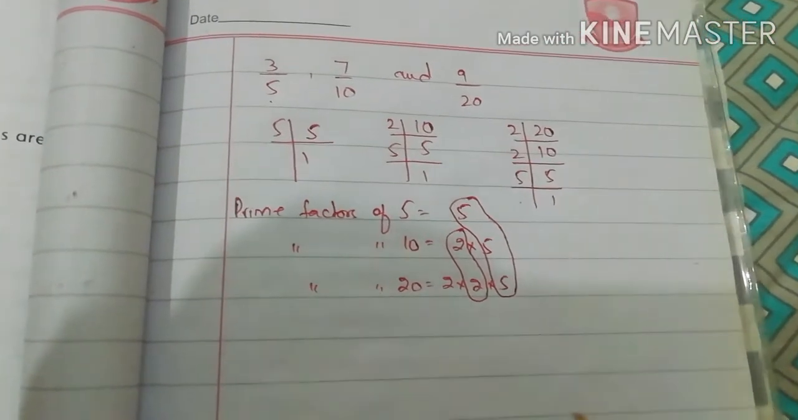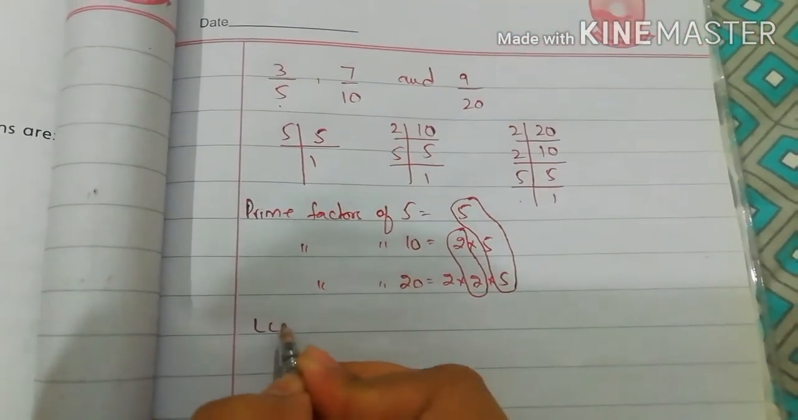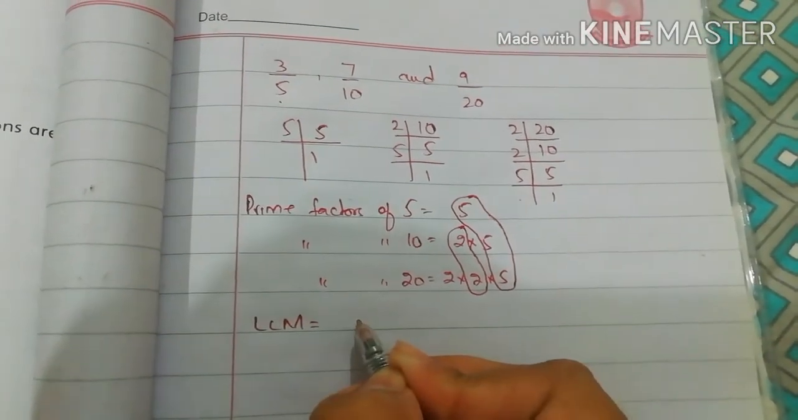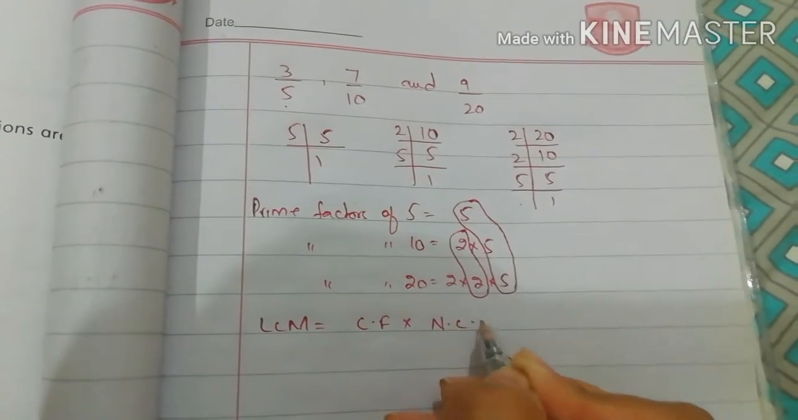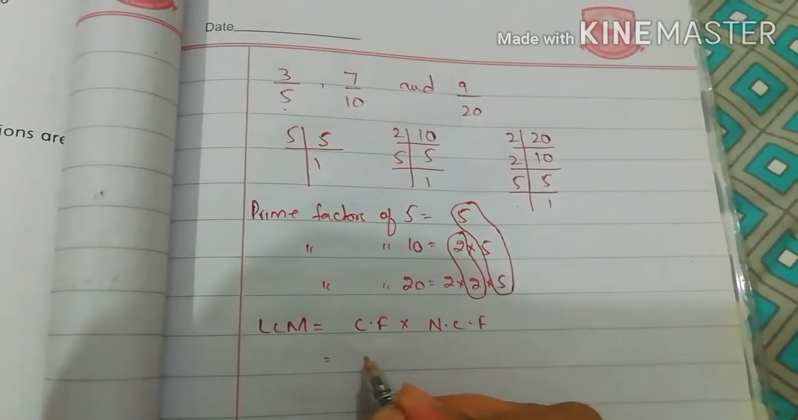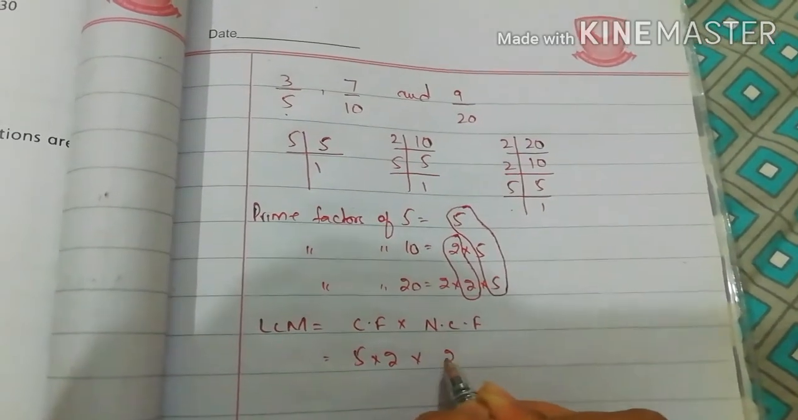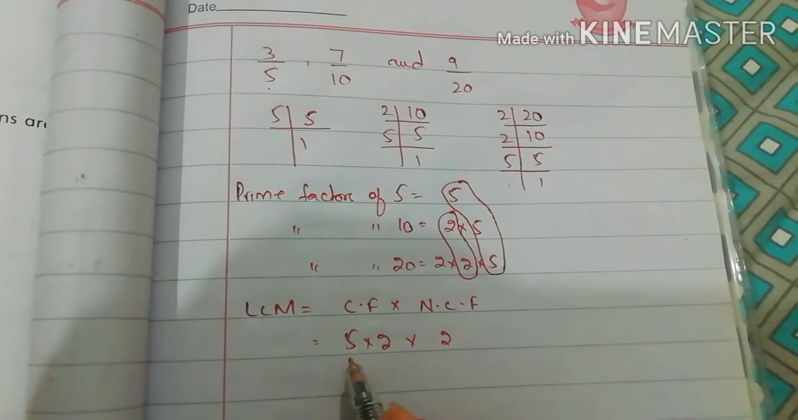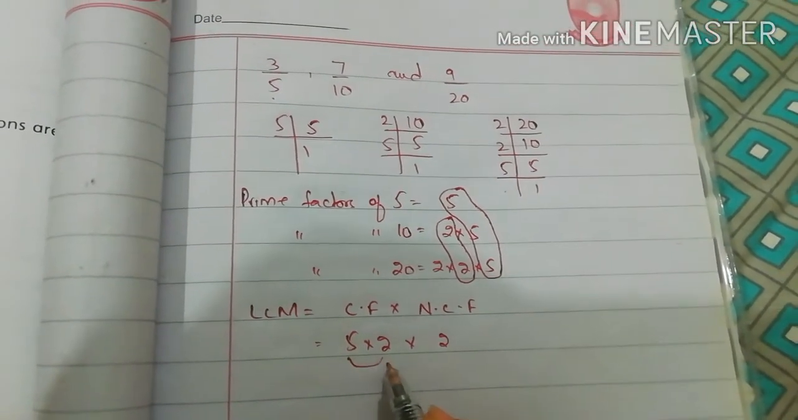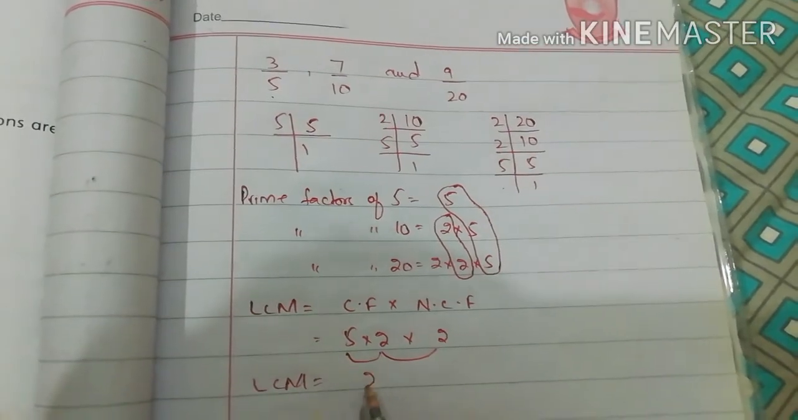So the formula of LCM you guys already know. LCM is equal to common factors multiplied by non-common factors. So the common factor is 5 into 2 and non-common factor is 2. Now we will multiply all these values. 5 2s are 10, 10 2s are 20. So the LCM is 20.